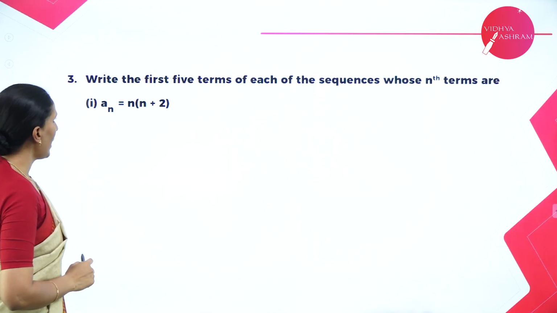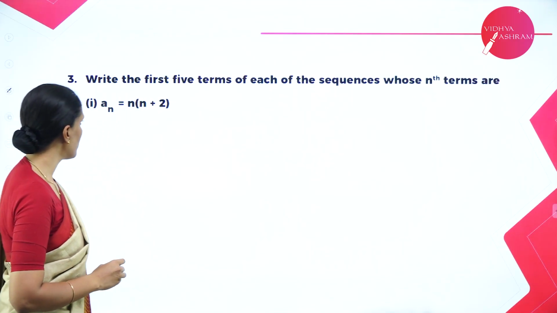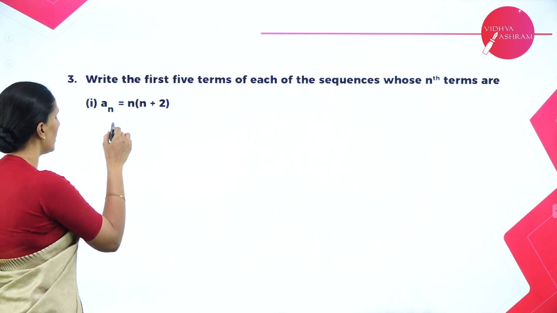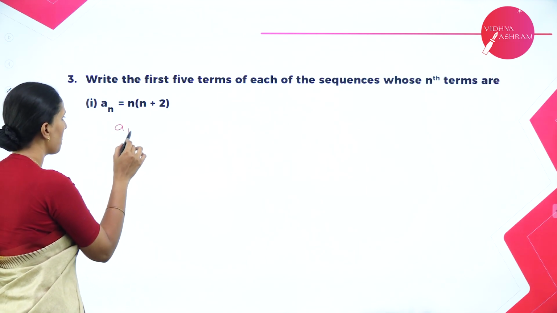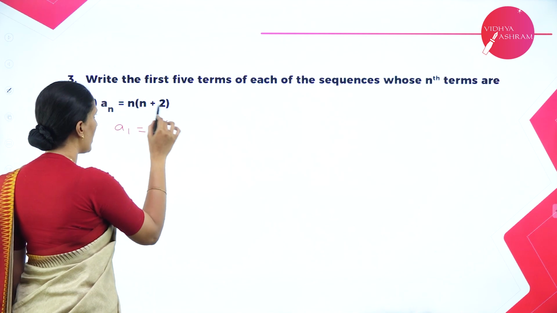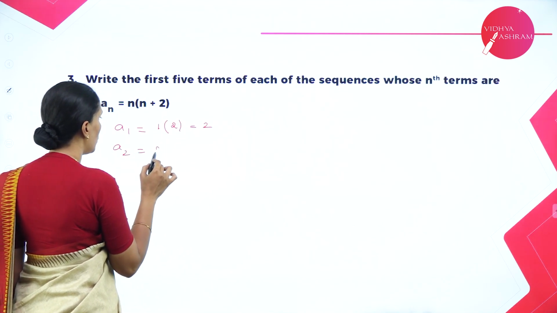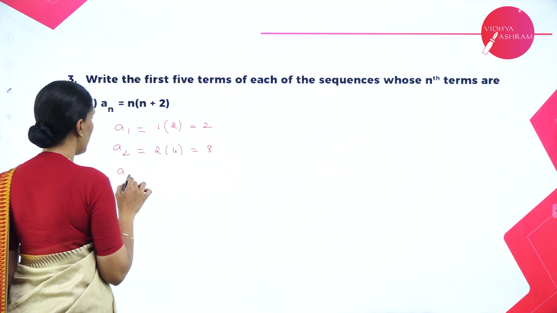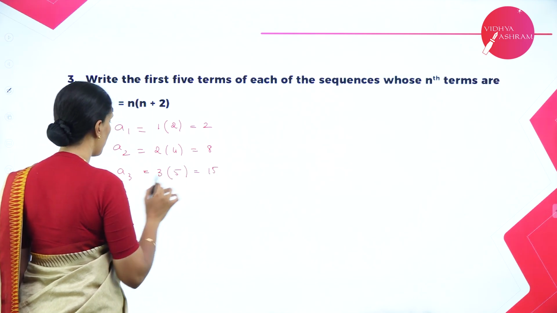Next question. Write the first 5 terms of each of the sequences whose nth terms are a_n = n(n + 2). So here we can take a_n as a1. Then it is 1 into (1 + 2), which is 3. Next take a2: 2 into (2 + 2), which is 8. Next a3: 3 into (3 + 2), which is 15.